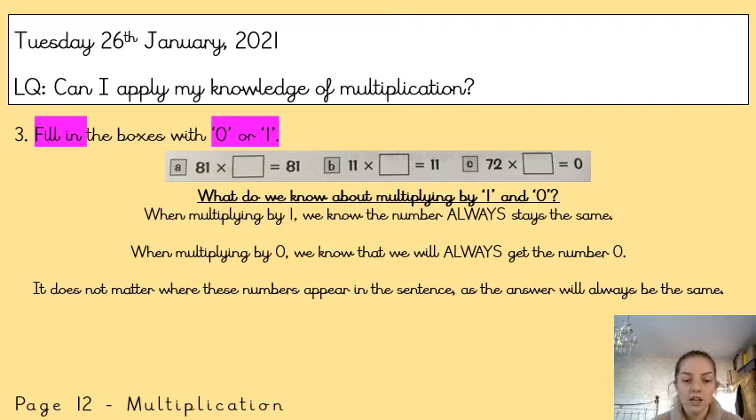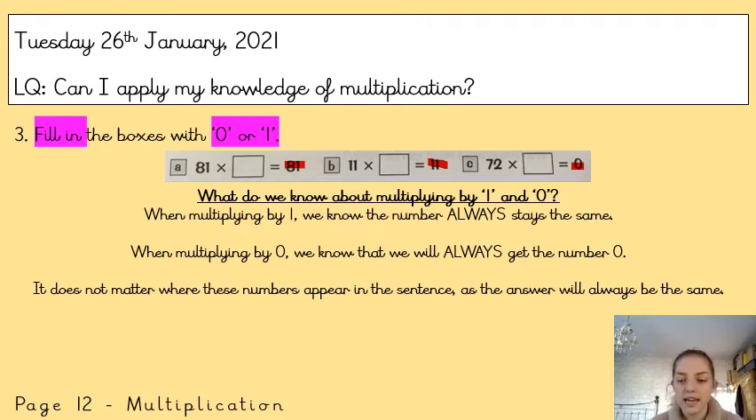Now it does not matter where these numbers appear in the multiplication sentence, because the answer will always be the same, and that's the case for all multiplication sentences. When you swap the numbers around during multiplication, the answer will be the same. So if you were to do 12 times 2, it would be 24. If you did 2 times 12, it would also be 24, okay? So I hope that that makes sense. Now you've only got 3 questions for this one, and if you look at the answers very carefully, you will actually see that they are the same or different to the ones at the start of the sentence.